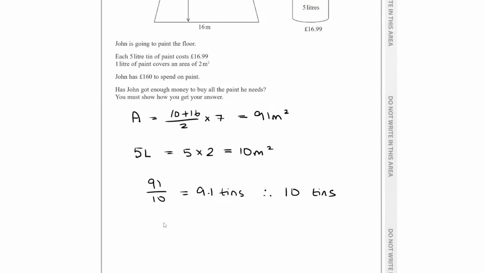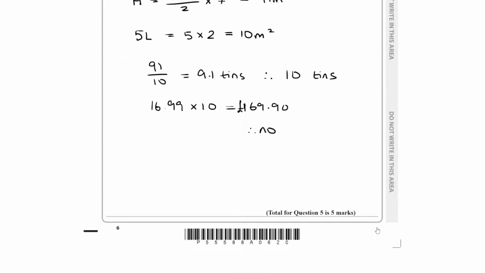Each tin costs £16.99, so £16.99 times 10 is £169.90 in pounds. He's got £160. Does he have enough? No. He's pretty close, but technically no. Doesn't have enough. Yeah, exactly. So yeah, your answer would be no for that one. That one was 5 marks, you can see. So quite a nice one, I feel like that one.